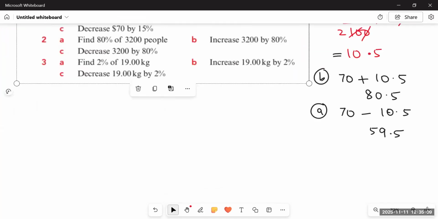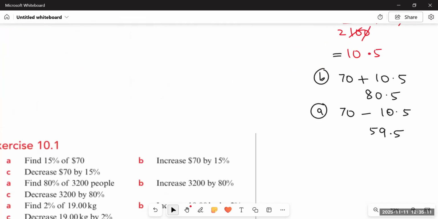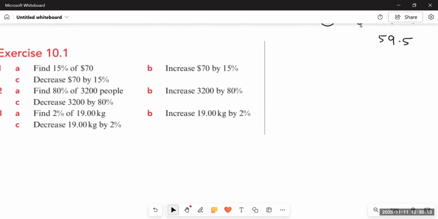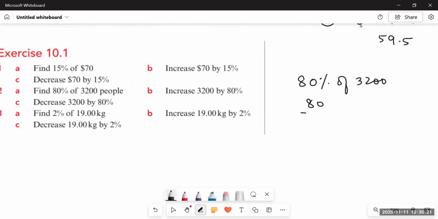Same thing in part B. We have to find 80% of 3200. 80% of 3200 is actually 80 upon 100 multiplied by 3200. Cut 0 0, cut 0 0. Now we will simply multiply 32 by 8 and we will get the answer.